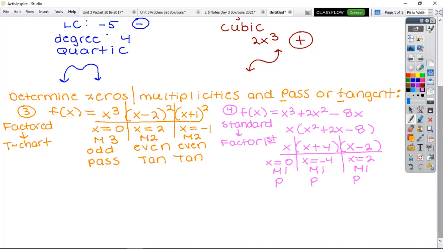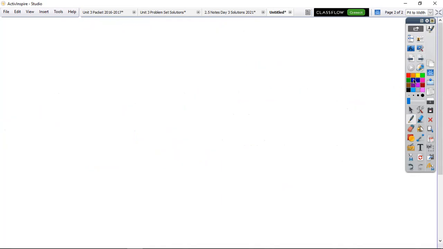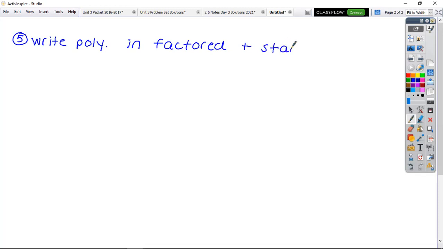Perfect. Here's your last problem, okay? And your only form of homework tonight is to just study these 5 questions. 5 is going to be write the polynomial, just like homework questions 4 and 5 that initially gave you a little bit of difficulty. So let's make sure we've got that under control. So you are going to write a polynomial in factored and standard form. Abbreviate whatever you'd like. These are your notes.